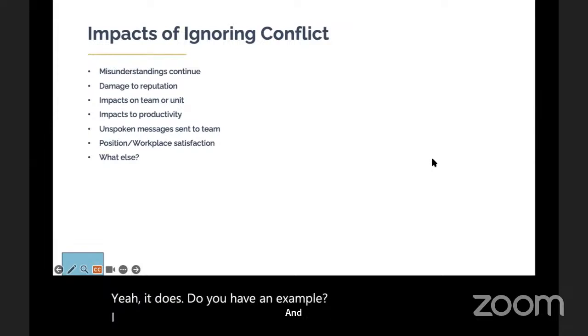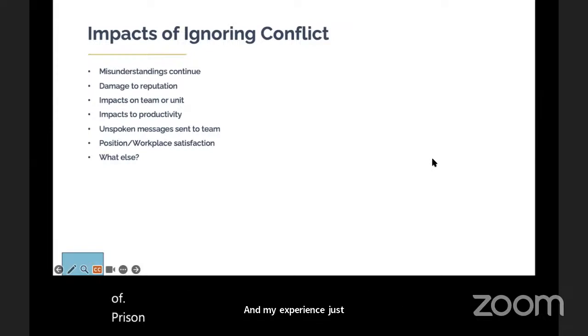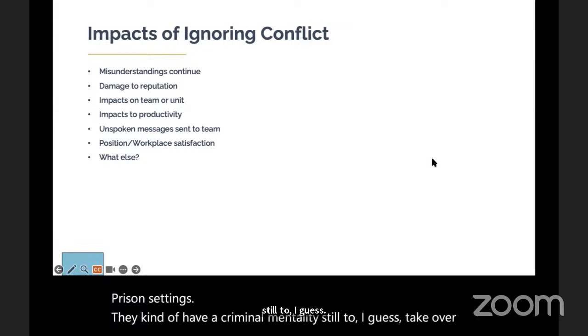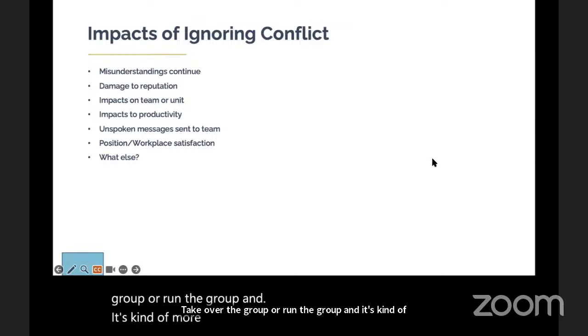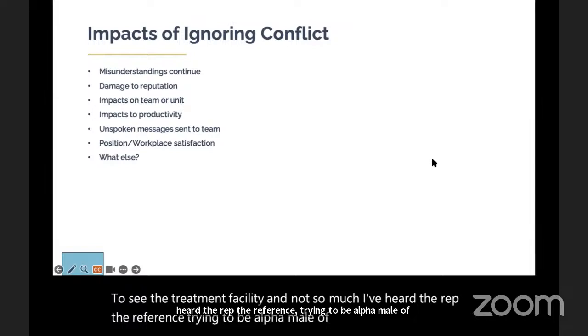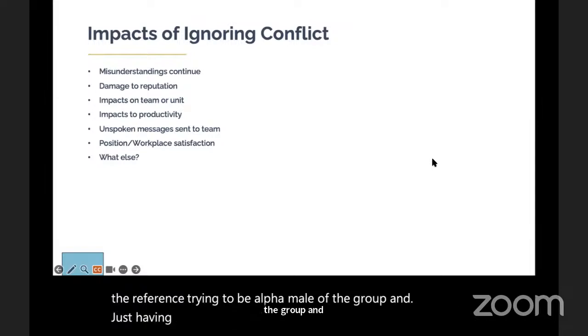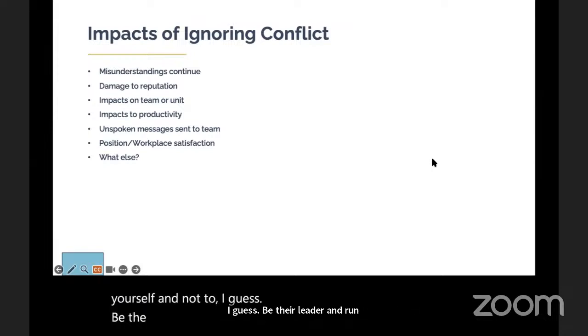Well, I was going to share that when you have clients, in my experience, that come out of prison settings, they still have the criminal mentality to take over the group or run the group. It's more work to get them to stay on course that this is a treatment facility, not trying to be the alpha male of the group. You have to reiterate that you're here for treatment to work on yourself, not to be the leader and run the facilities as was their mindset and behaviors in the prison setting.